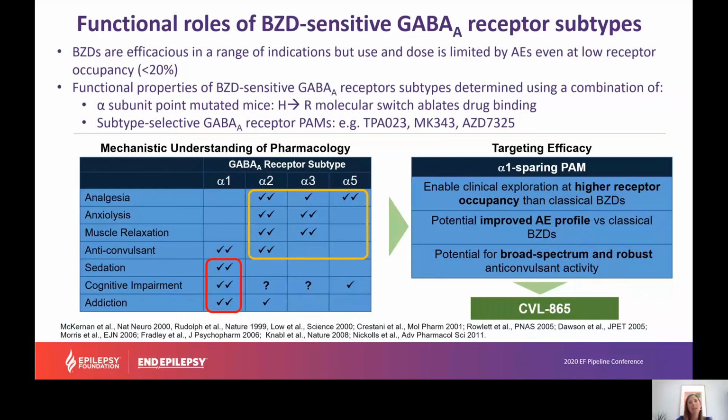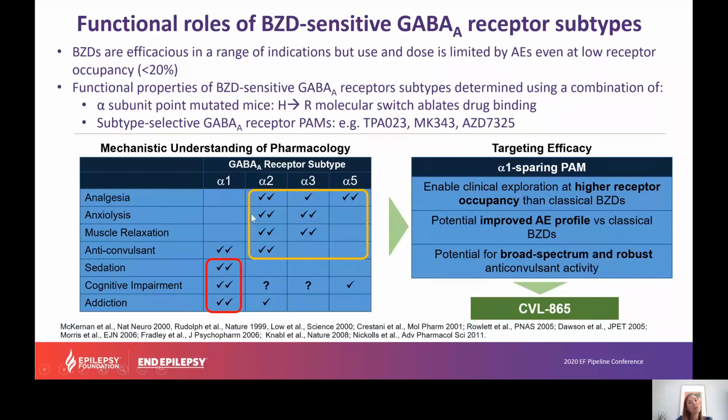Understanding of benzodiazepine pharmacology and GABA receptors has become more comprehensive over the last 20 or so years. This has been in part due to the development of alpha subunit point mutated mice, in which there's a histidine to arginine molecular switch which ablates drug binding. So in effect, you can develop alpha 1 knockouts, alpha 2 combinations, and so on. These mice, together with subtype selected PAMs, have led to a mechanistic understanding of the pharmacology of benzodiazepines, shown in the table at the bottom.